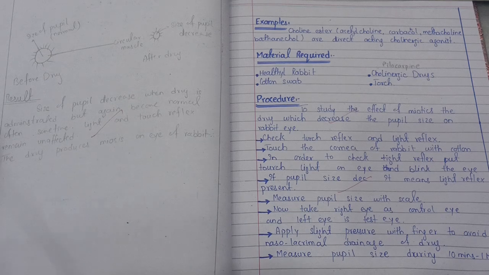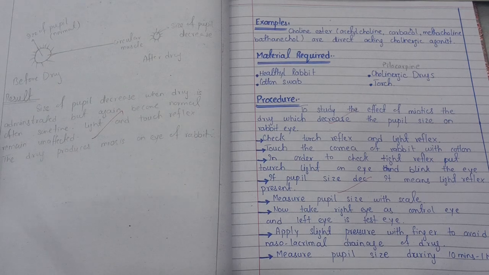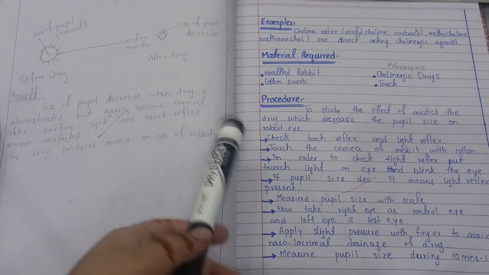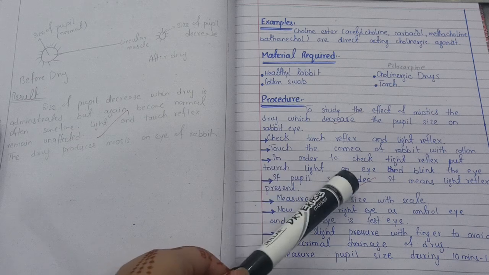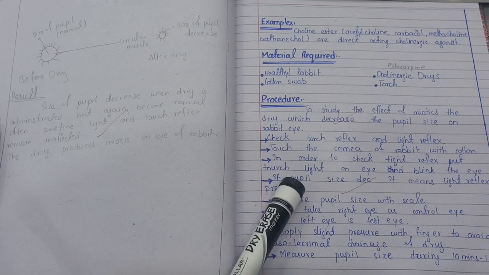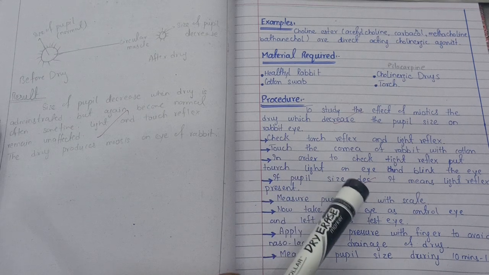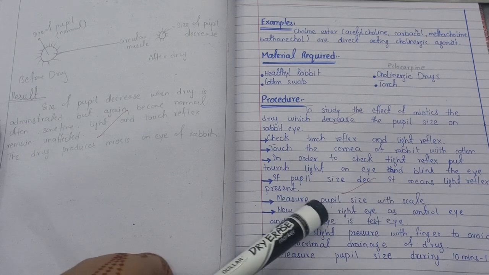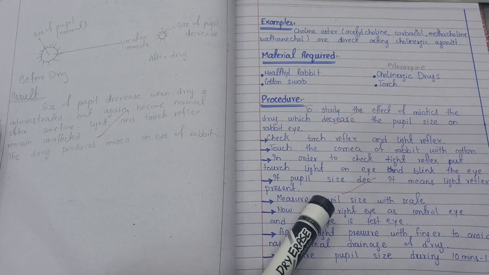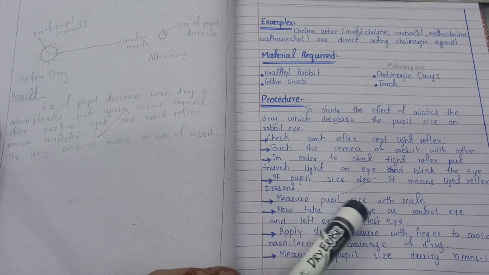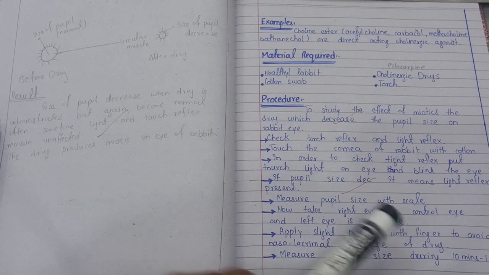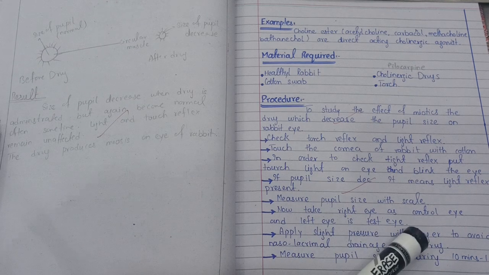What is the procedure? Very simple. First of all, you have to find out the touch reflex and the light reflex. Touch the cornea of the rabbit with the cotton, shine the light on the eye and see it blink. If the pupil size decreases, it means the light reflex is present. Measure the pupil size with a scale. Now take the right eye as a control eye.